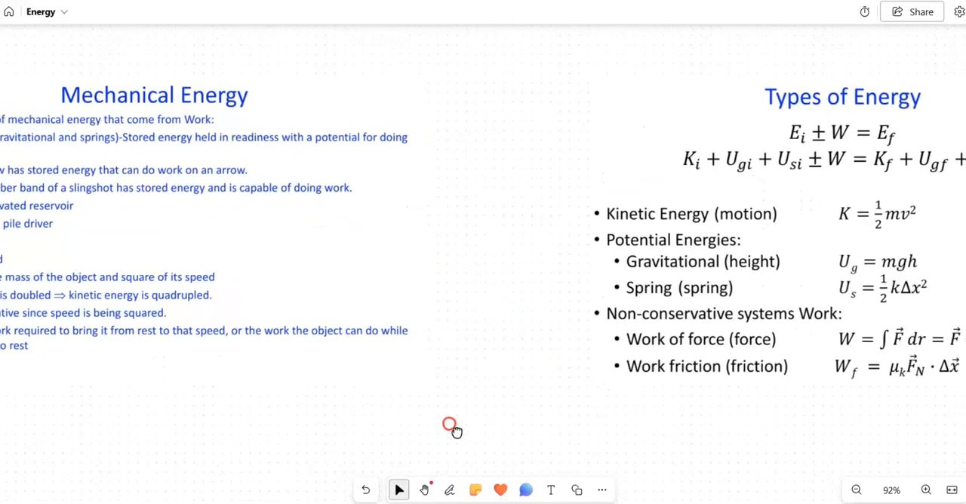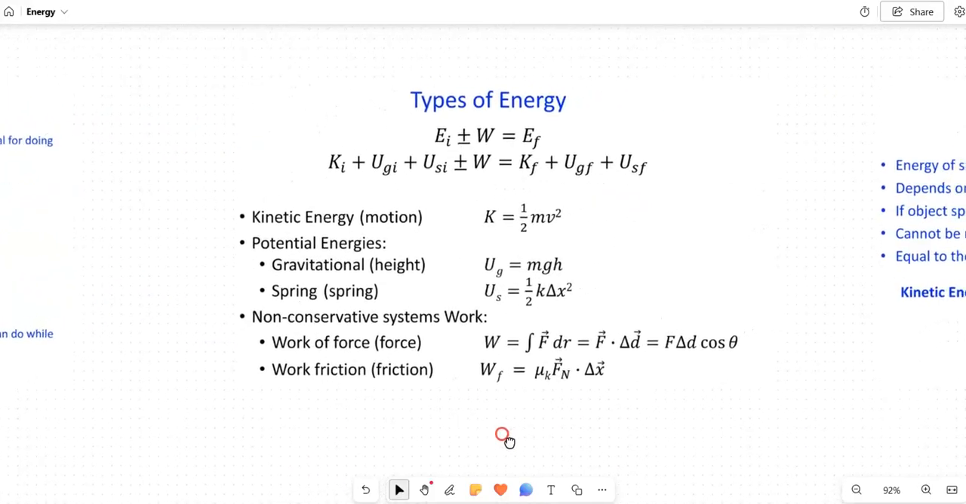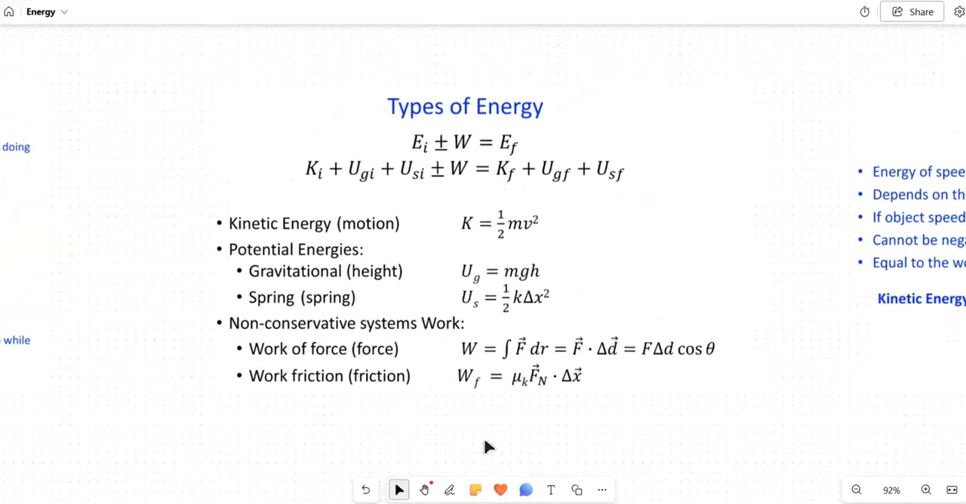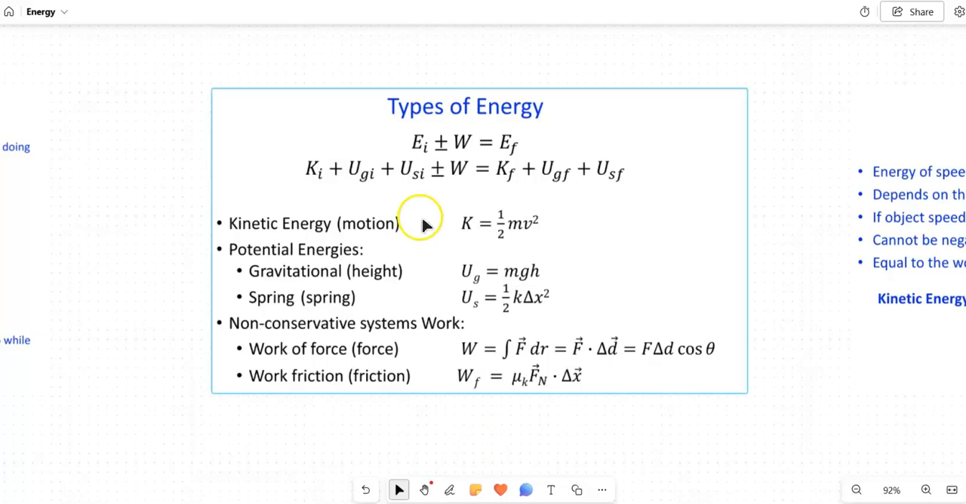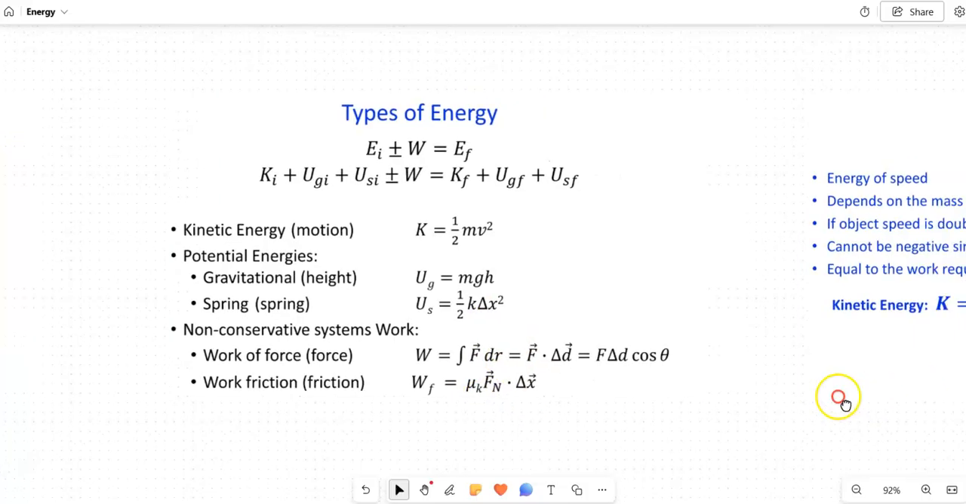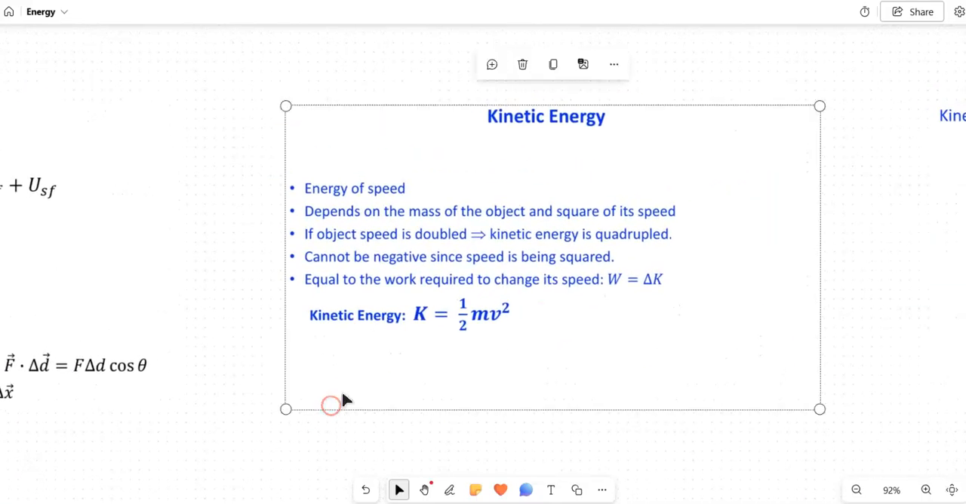So the big overview of everything that we're going to go through is right here. This is going to be essentially a really good equation sheet that covers everything that we're going to be doing in this energy area of the 5.0 module. We'll get into all the specifics of this. We're going to start with kinetic energy.